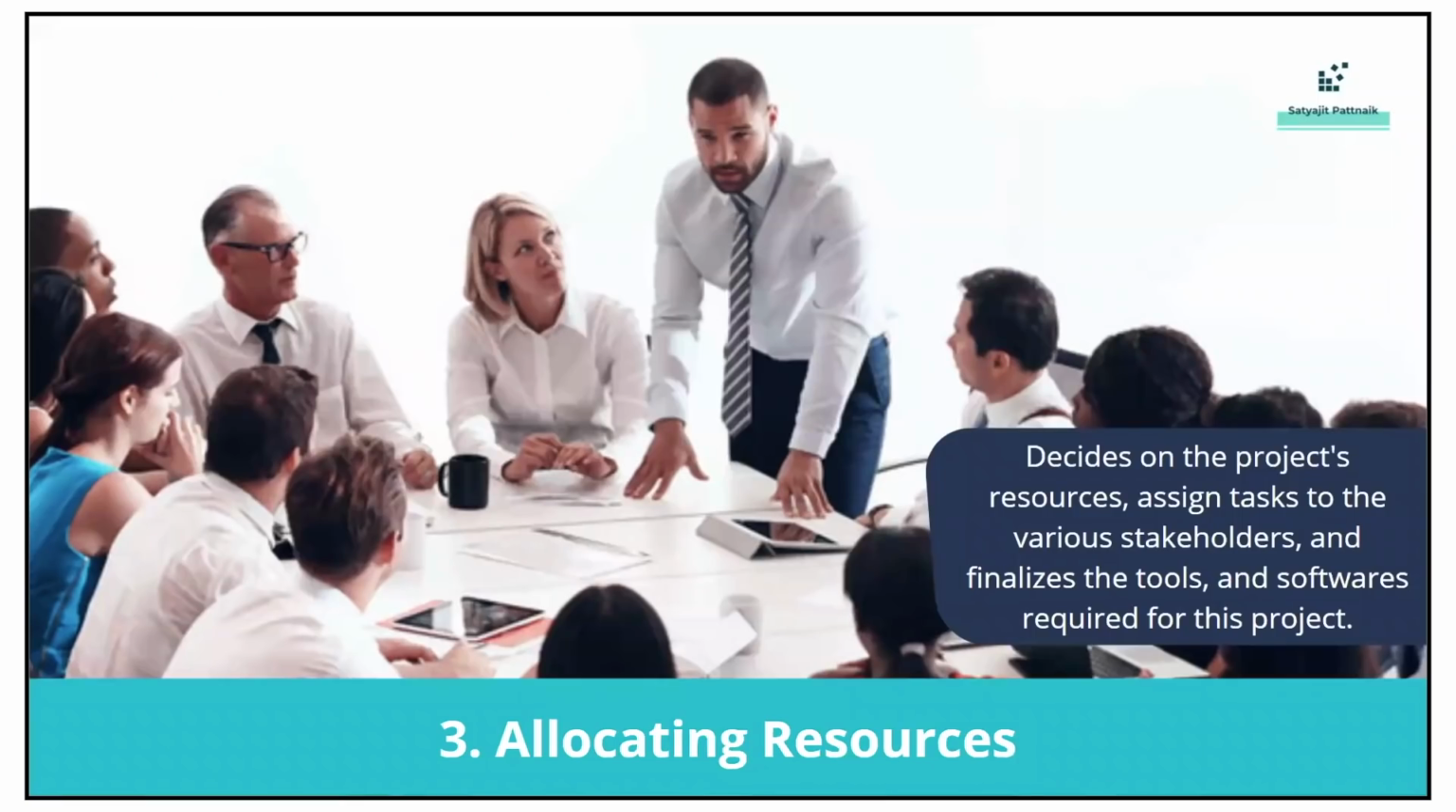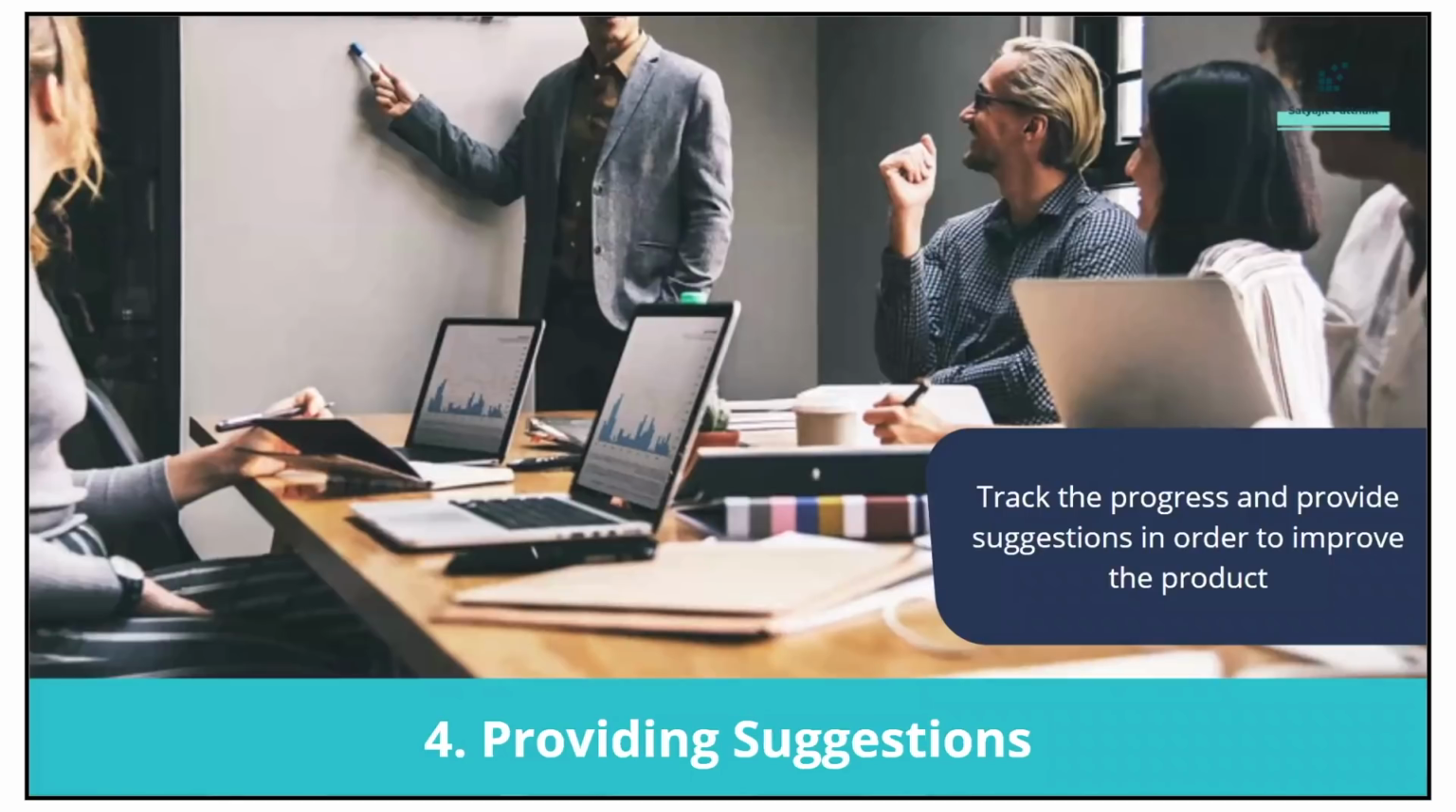The third point is going to be allocating resources. Only when the business analyst understands everything about the requirement does he or she start an in-depth research or in-depth understanding of the project, then decide on the project's resources, assign tasks to the developers, and finalize the tools and software required in the project. The fourth point is going to be providing suggestions. This is a step where a business analyst tries to see the progress of the project and then provide some necessary suggestions in order to improve the product.